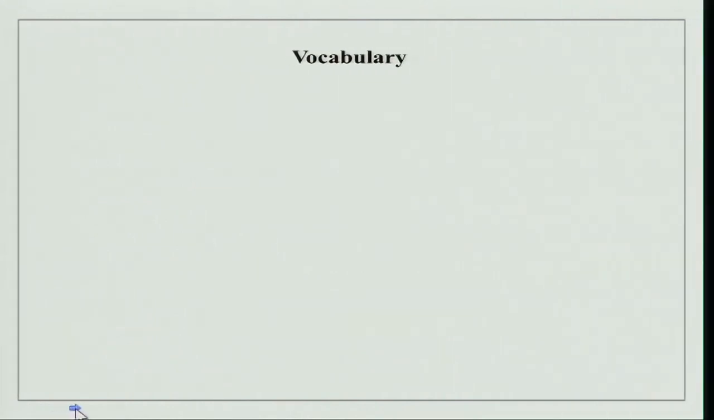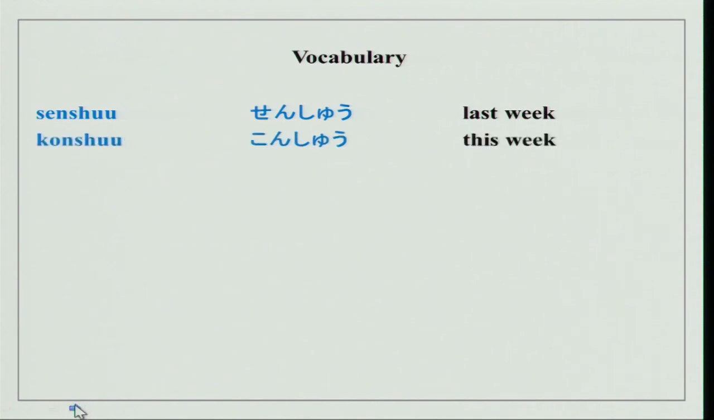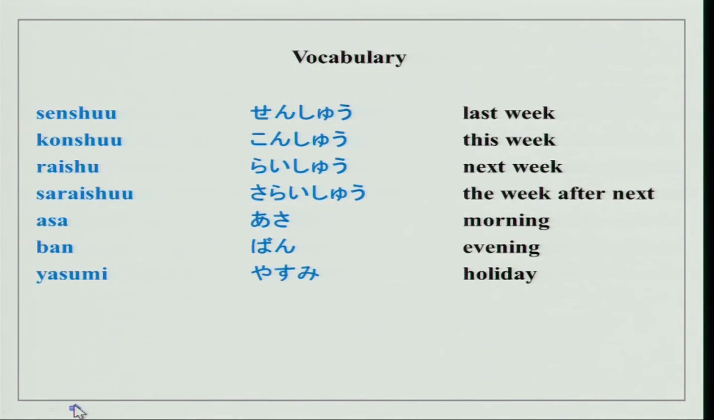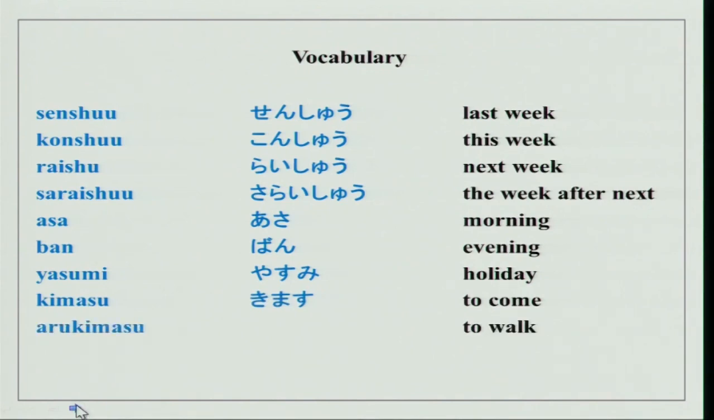Now we have some words. Senshu, Konshu, Raishu, Saraishu, Asa, Ban, Yasumi, Kimasu, Arukimasu.